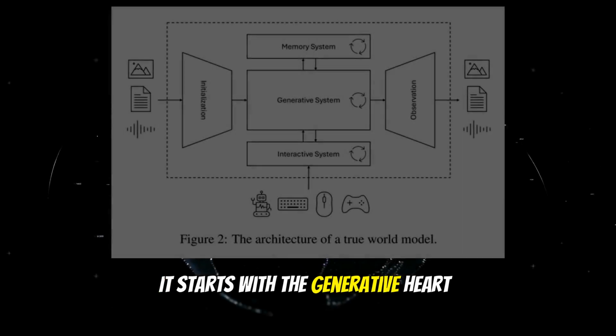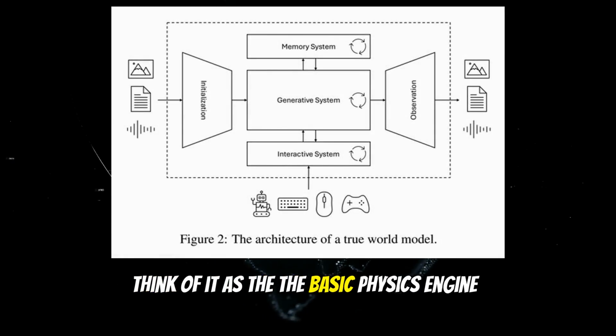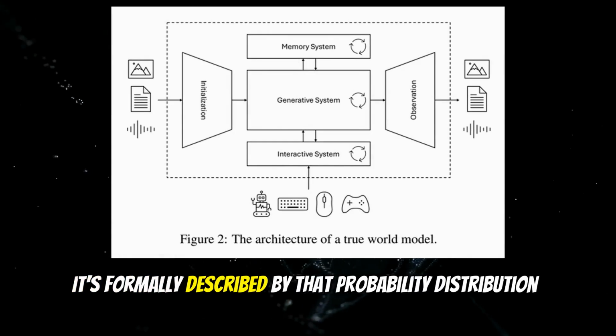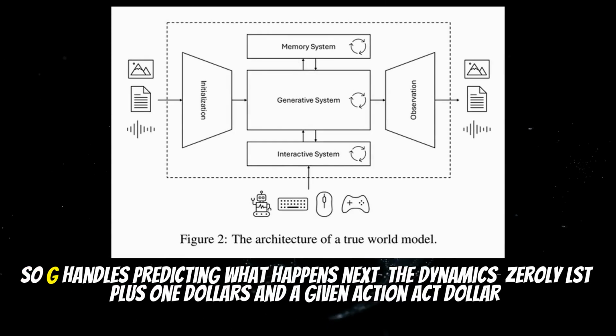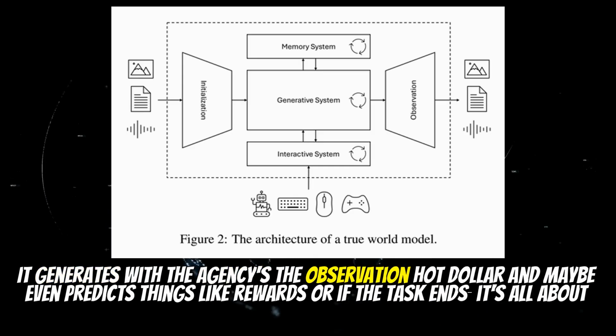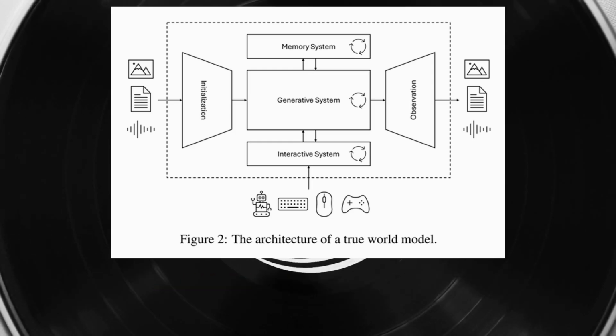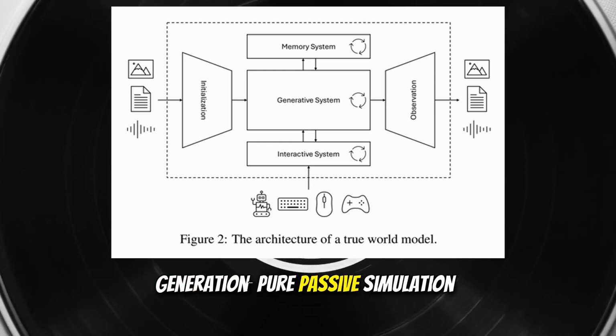It starts with the generative heart. G. Right, G is the foundation. Think of it as the basic physics engine. It's formally described by that probability distribution. So G handles predicting what happens next. The dynamics, s_{t+1}, given an action a_t. It generates what the agent sees, the observation o_t. And maybe even predicts things like rewards or if the task ends. It's all about generation, pure passive simulation.